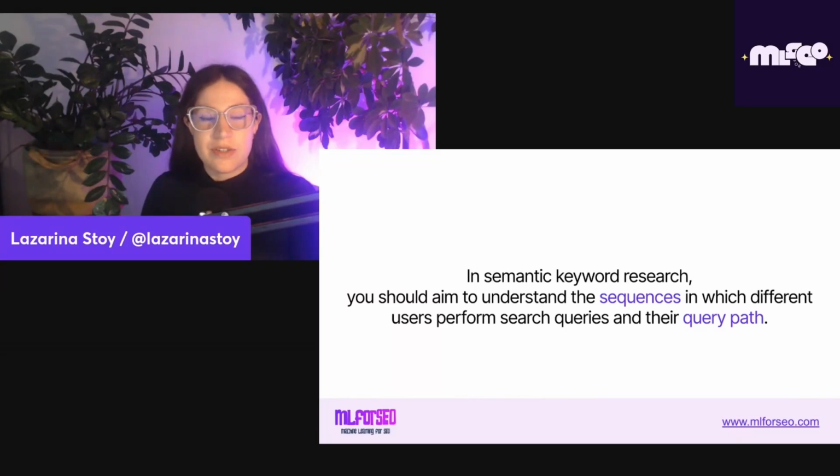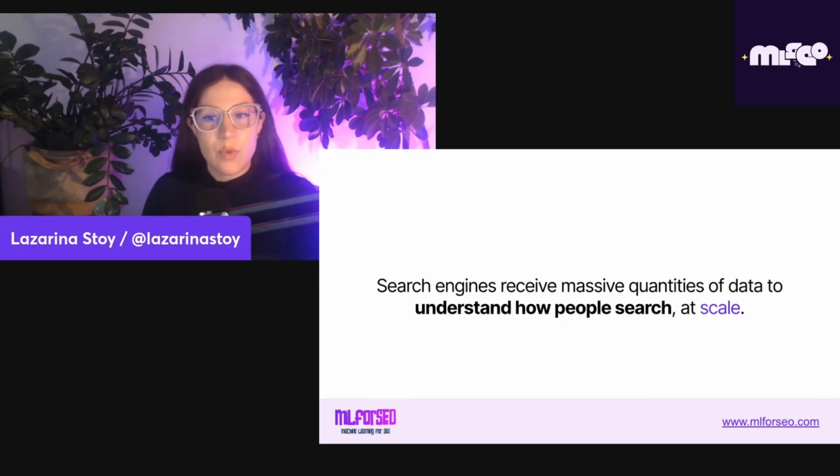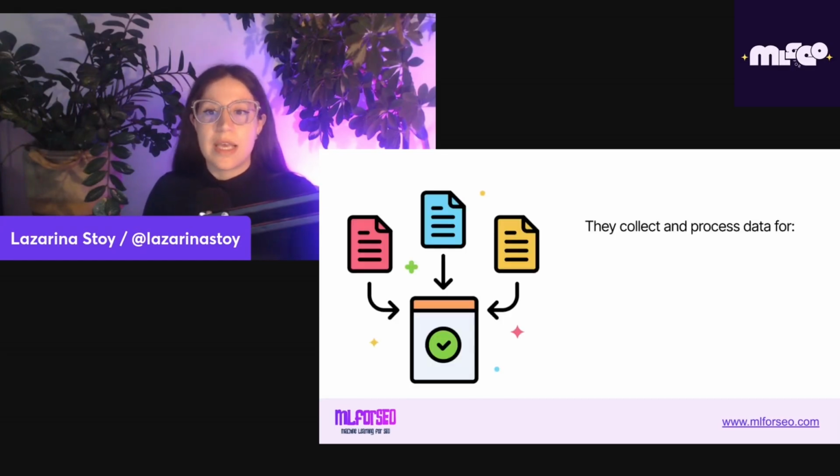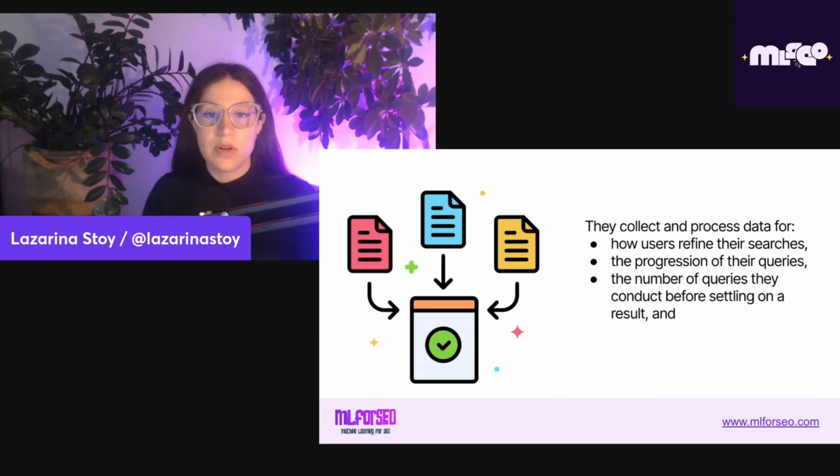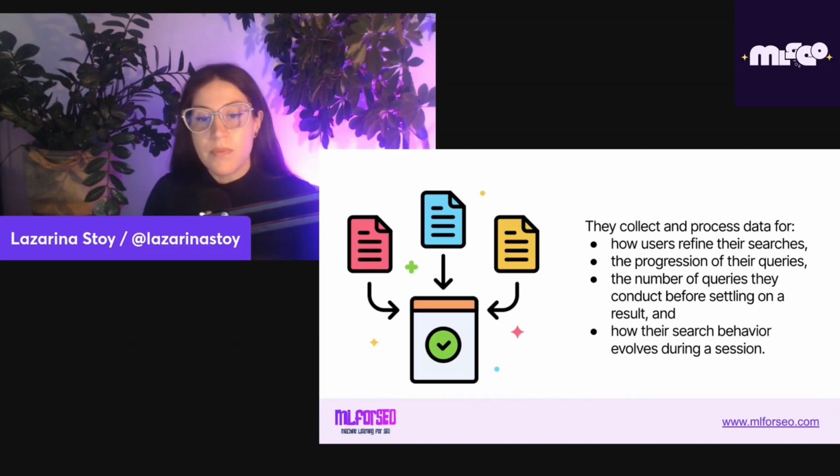In semantic keyword research, you should aim to understand the sequences in which different users perform search queries as part of their query path. Search engines receive massive quantities of data to understand how people search at scale. And so they collect and process data for how users refine their searches, what is the progression of their queries from one to another, the number of queries they conduct before settling on the result and being satisfied with that result, not returning to that search again, and how their search behavior evolves during a session.